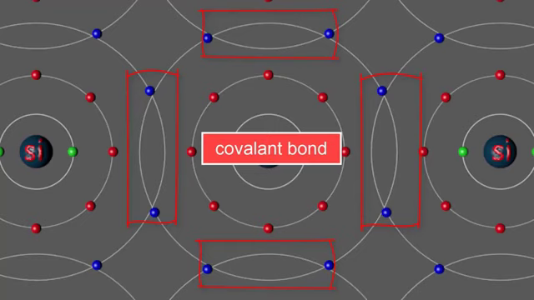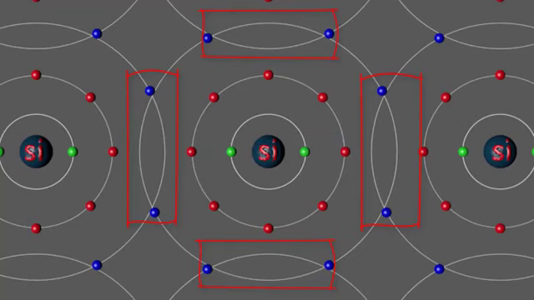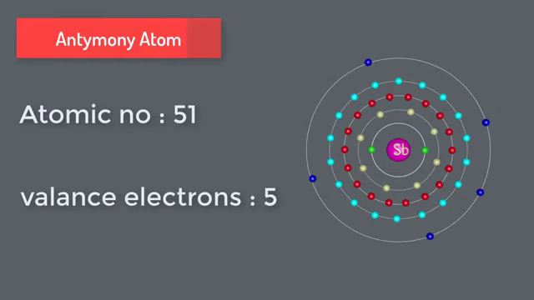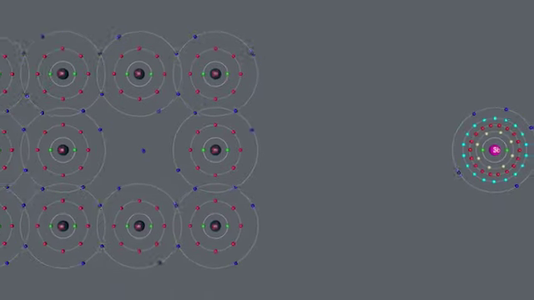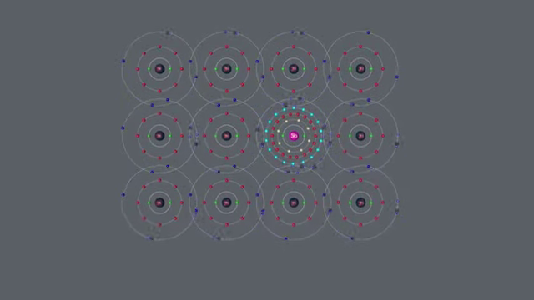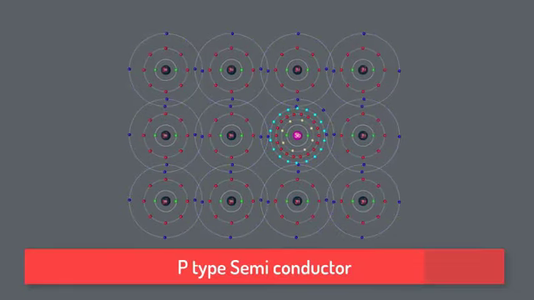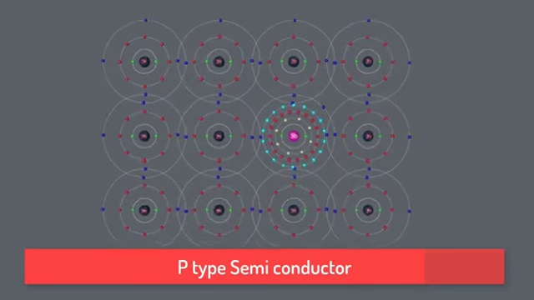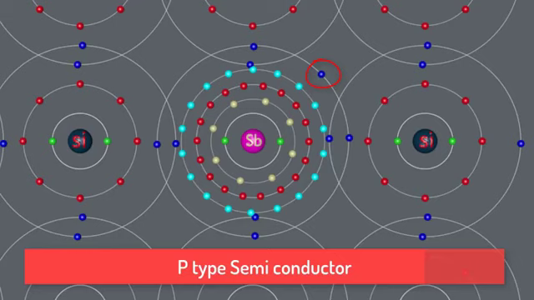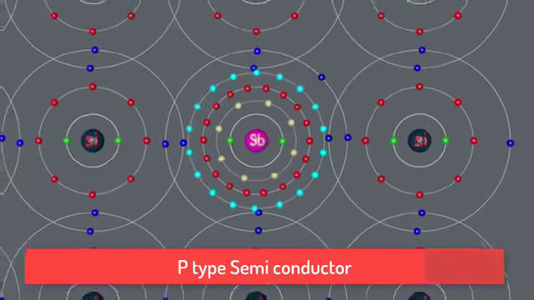The ability of semiconductors to conduct electricity can be greatly improved by replacing or adding certain donor or acceptor atoms. Antimony atom. Its atomic number is 51, and it has 5 electrons in its outer shell. Antimony atom doping with silicon atoms forms a P-type semiconductor. One electron in the outer shell moves freely.